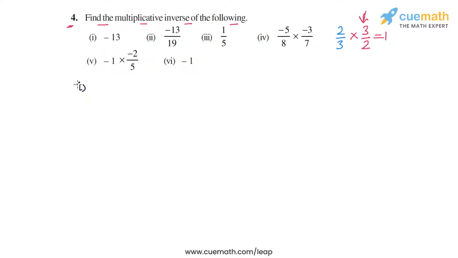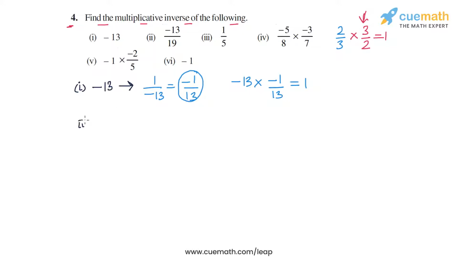So in the first part we have minus 13 and the reciprocal or multiplicative inverse of this number will be 1 by minus 13, which I can also write as minus 1 by 13. And we can verify that this will work. If I take minus 13 and multiply it by negative 1 by 13, we can see that this will give us 1. So the answer to the first part is the multiplicative inverse is negative 1 by 13.